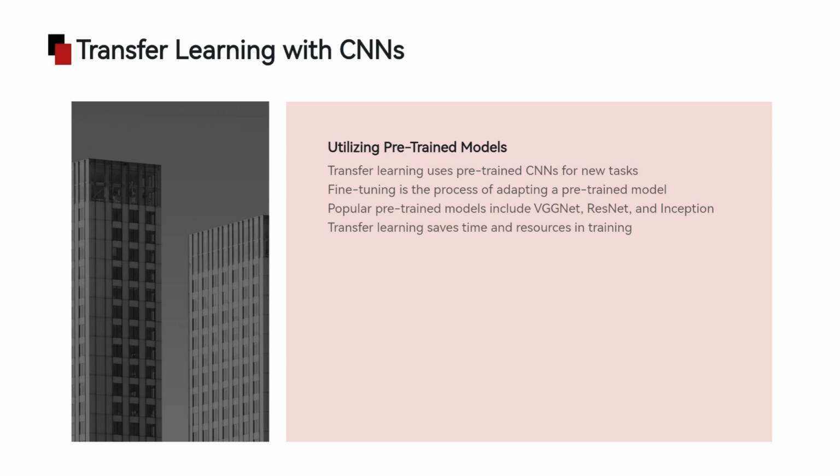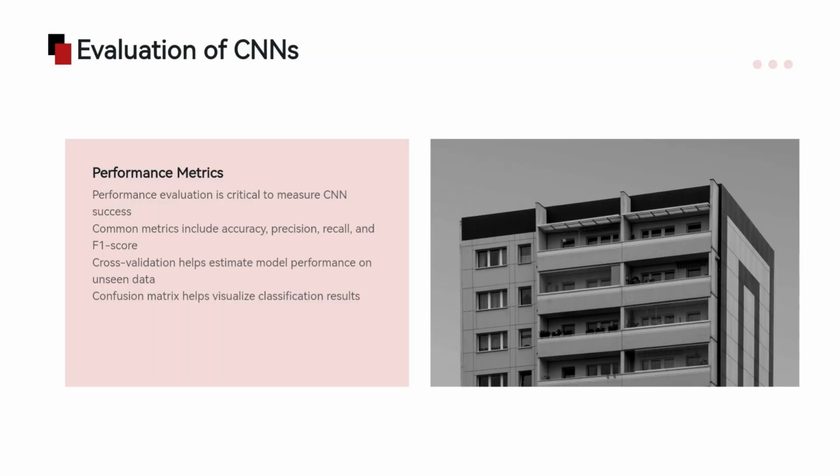Evaluating the performance of CNNs is crucial to understand how well the model is generalizing to new, unseen data. Common metrics for classification tasks include accuracy, precision, recall, and F1 score. Accuracy measures the proportion of correct predictions, while precision and recall evaluate the model's performance on positive class predictions. The F1 score is the harmonic mean of precision and recall and is especially useful when the data is imbalanced.